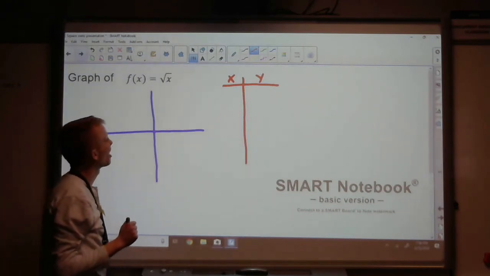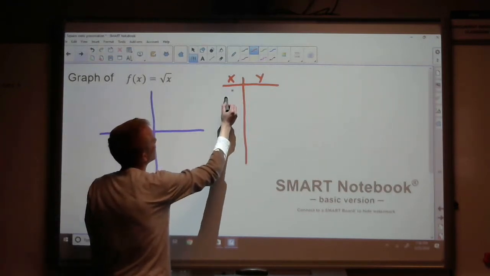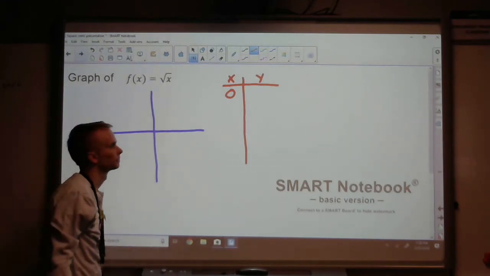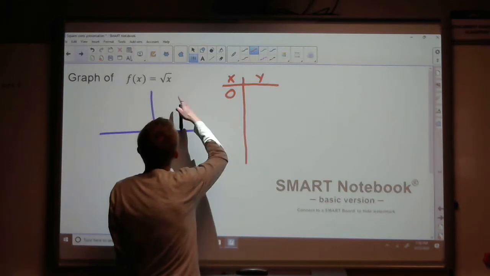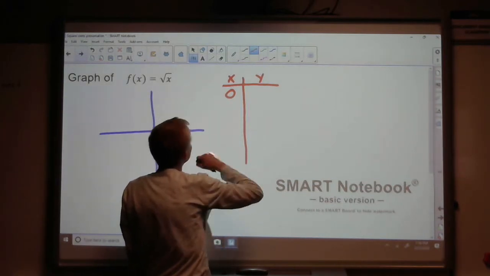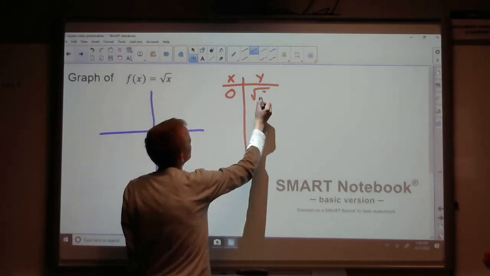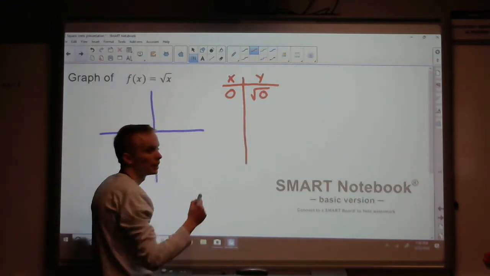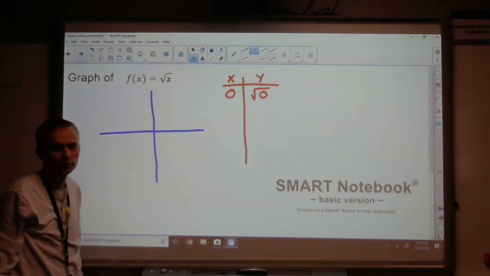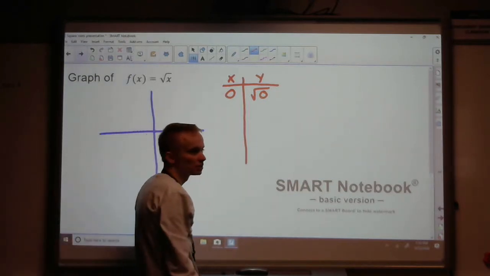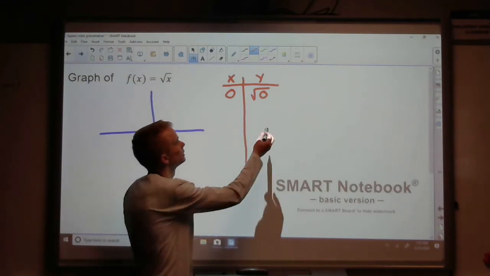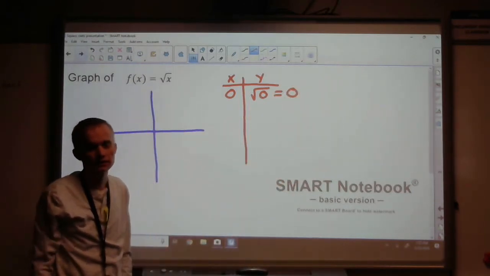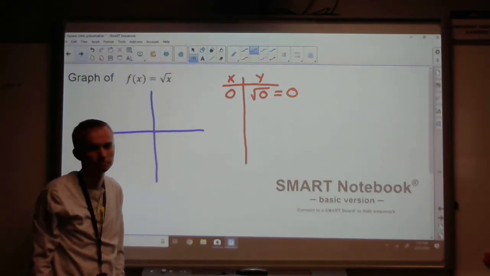So let's start with maybe plugging in x equals 0 into this equation and see what we get, okay? So when I do x equals 0, everywhere there's an x in this equation, I'm just putting a 0, right? So my answer for y here is just going to be the square root of 0, which is just 0 because 0 squared is equal to 0. Okay?